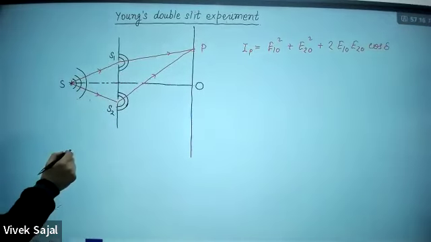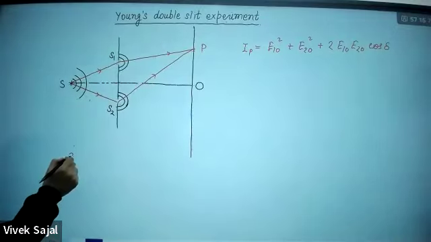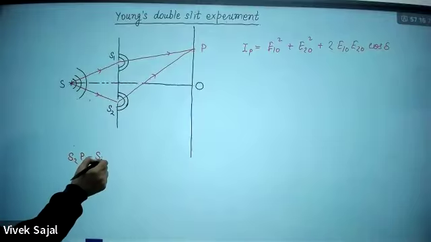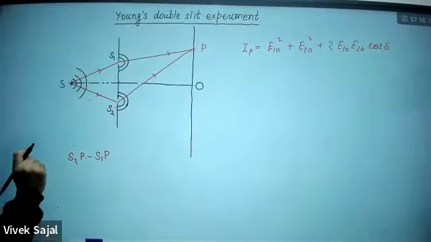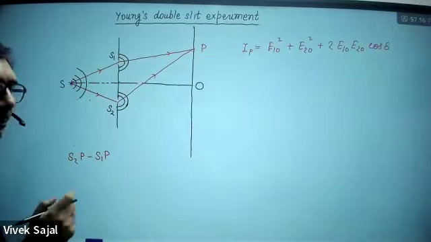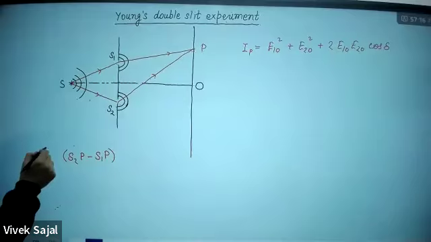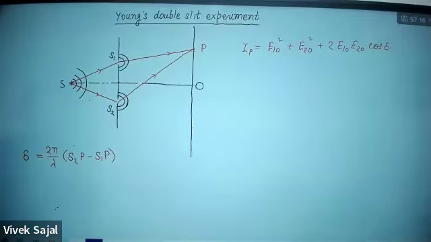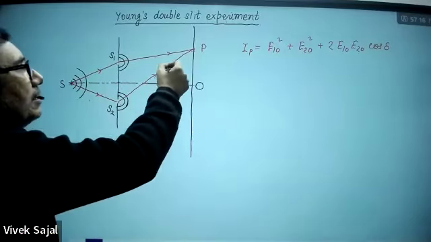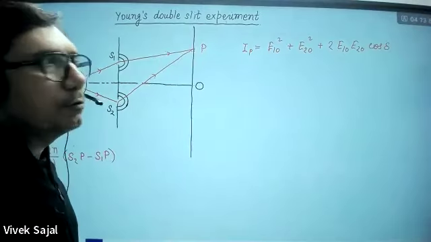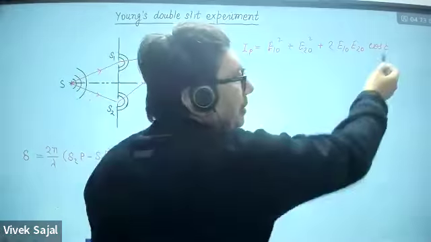And what is that path difference? Path difference is equal to S2P minus S1P. So they have traveled different paths, so there is a path difference between them, and that path difference will correspond to a phase difference. So phase difference here will be delta. So delta is the phase difference when light waves from S1 and S2 are reaching at P.